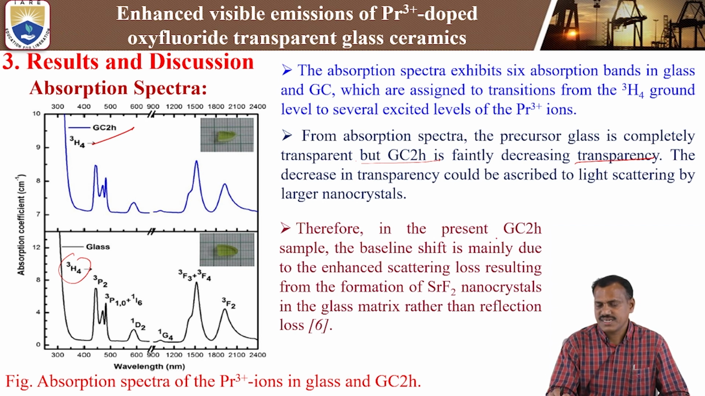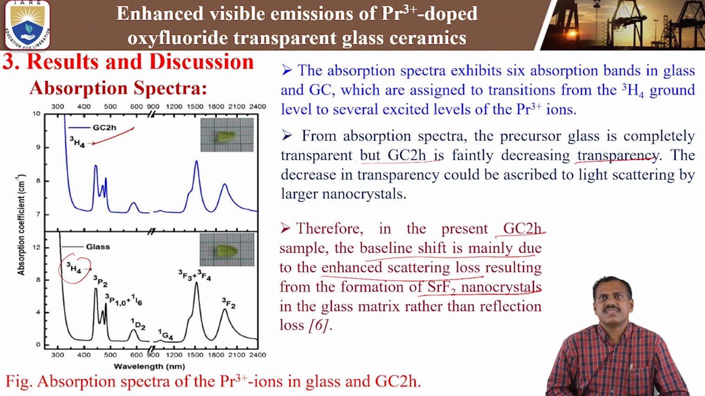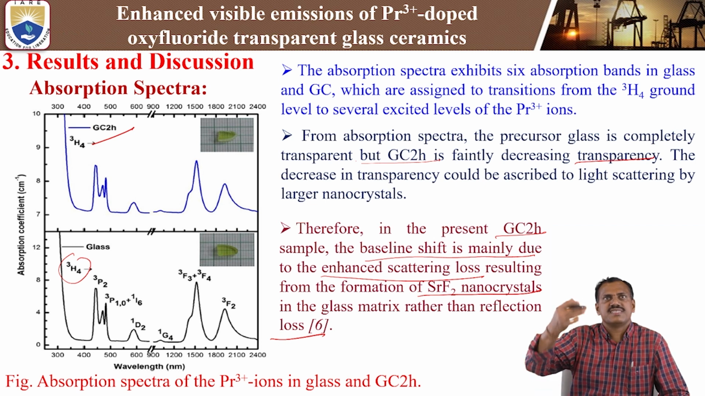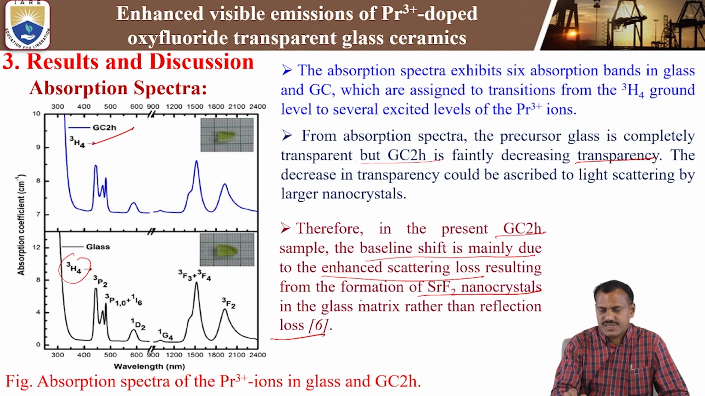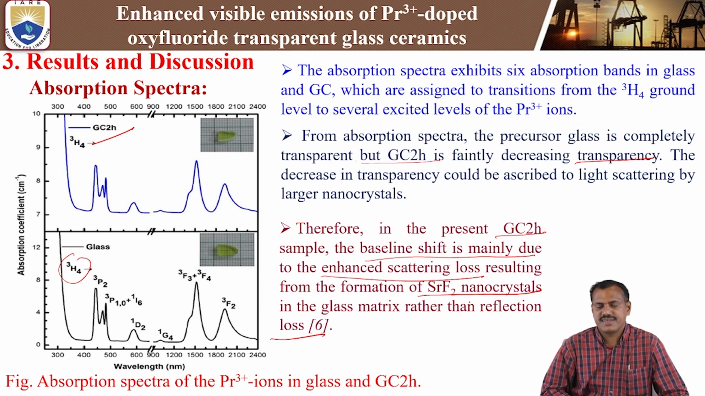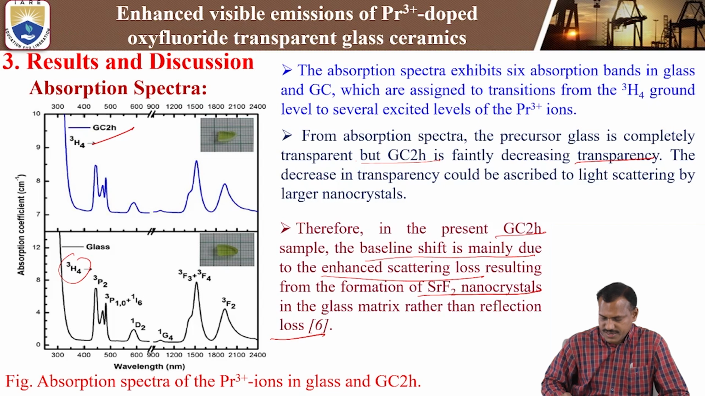Therefore, the baseline shift in the present glass ceramic sample is mainly due to the enhanced scattering loss resulting from the formation of transition fluoride nanocrystals in the glass matrix, rather than the reflection loss. That is why the transparency decreases; even when increasing the nucleation time to 2 hours, 3 hours, 4 hours, the transparency will automatically be lost. That is mainly due to the scattering effect of the refractive index.